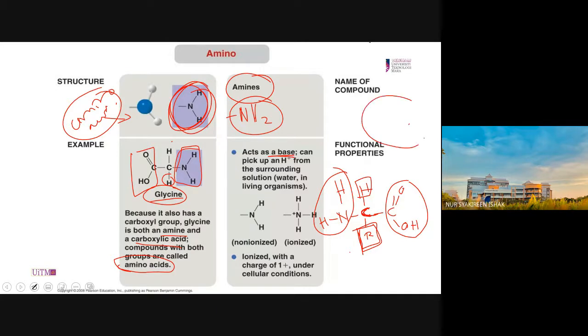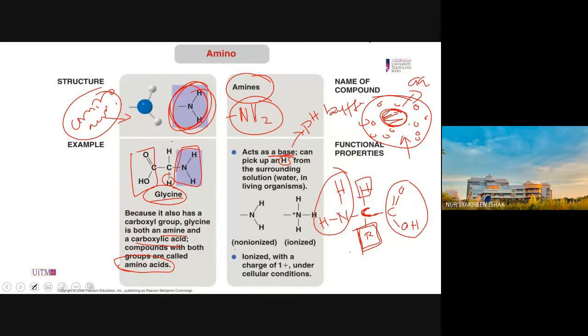So in an animal cell, here is the nucleus, here is the cytoplasm. The surrounding in the cytoplasm is an aqueous solution. The amino acids that are found abundantly in the cytoplasm can pick up hydrogen ion, so they can act as pH buffer. They can pick up hydrogen ion from the surrounding water in living organisms.